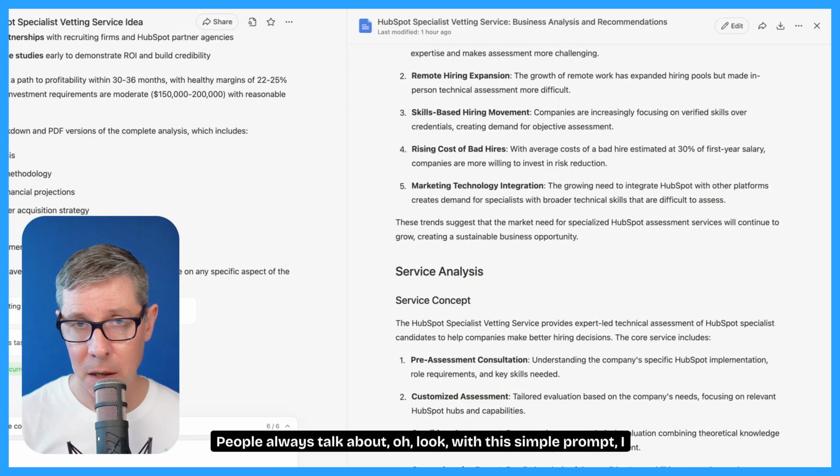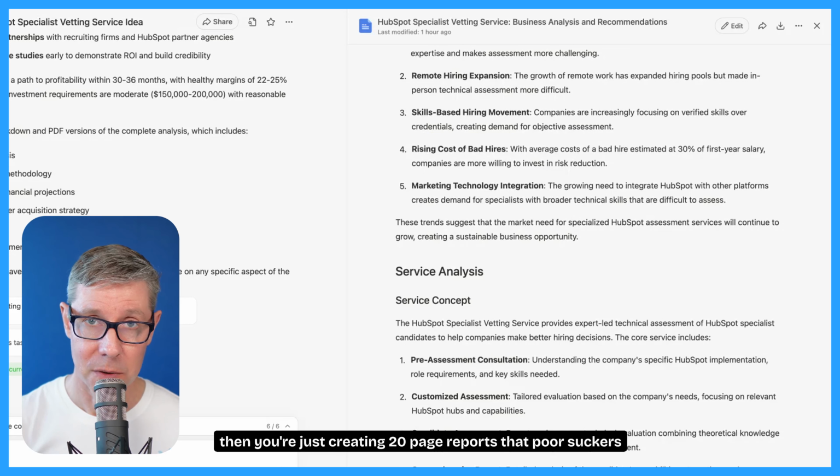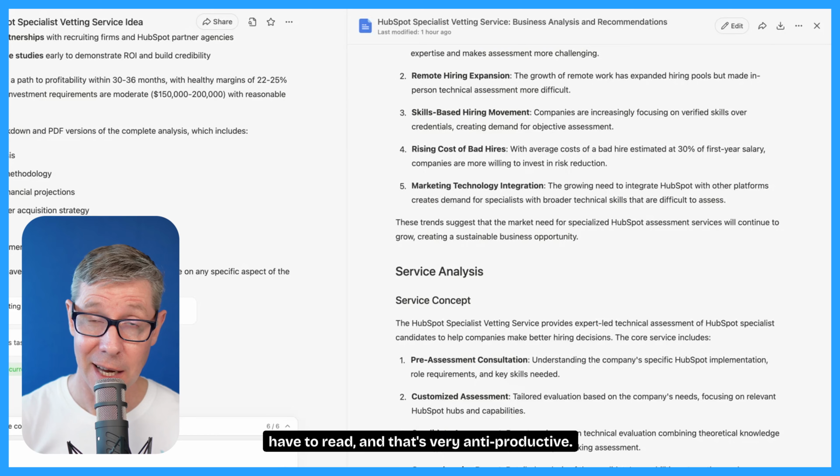People always talk about, oh, look, with this simple prompt, I can create a 20-page report, as if that's productive, because then you're just creating 20-page reports that poor suckers have to read, and that's very anti-productive.